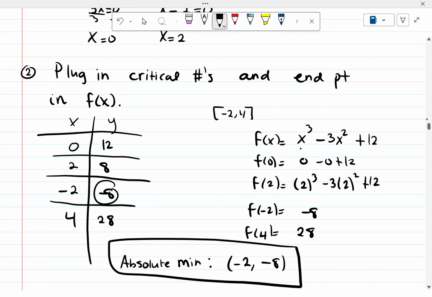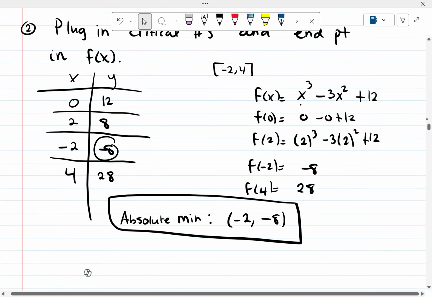So it's a slightly different process when they say relative min, relative max. You find your critical values, do the number line, and then follow the sign chart. With absolute min or absolute max, you find your critical values, and then you put them on a table, and whatever the highest y value is is your absolute max, and whatever the lowest y value is is your absolute min. Okay, let's move on to 10.